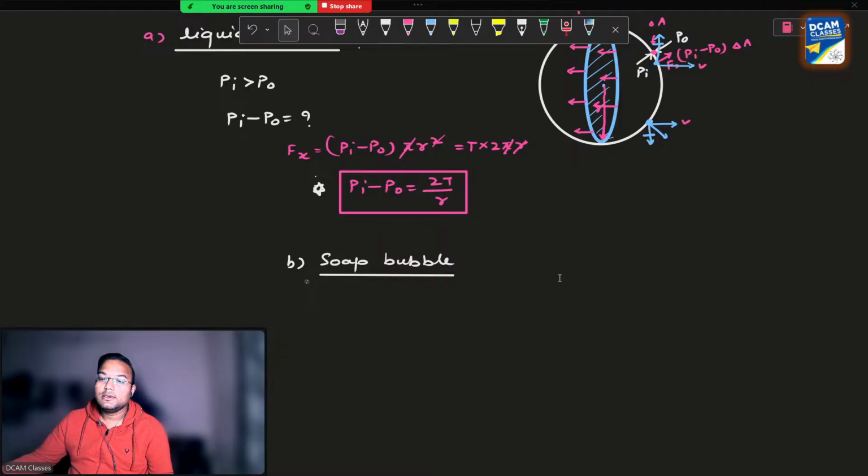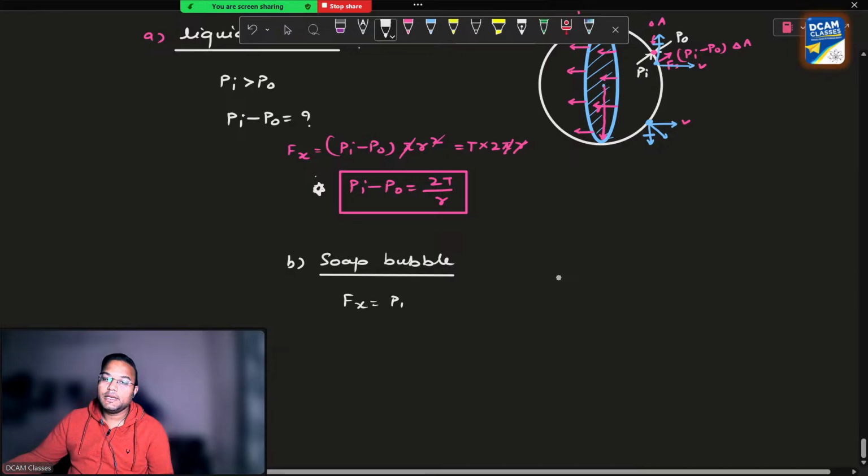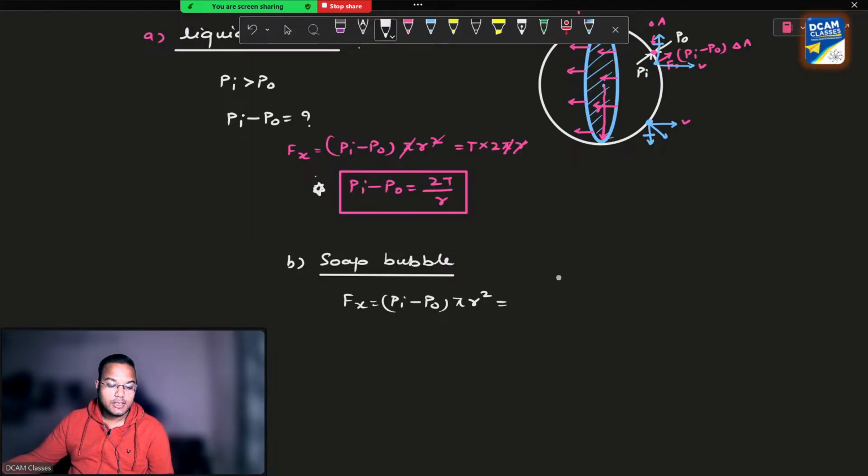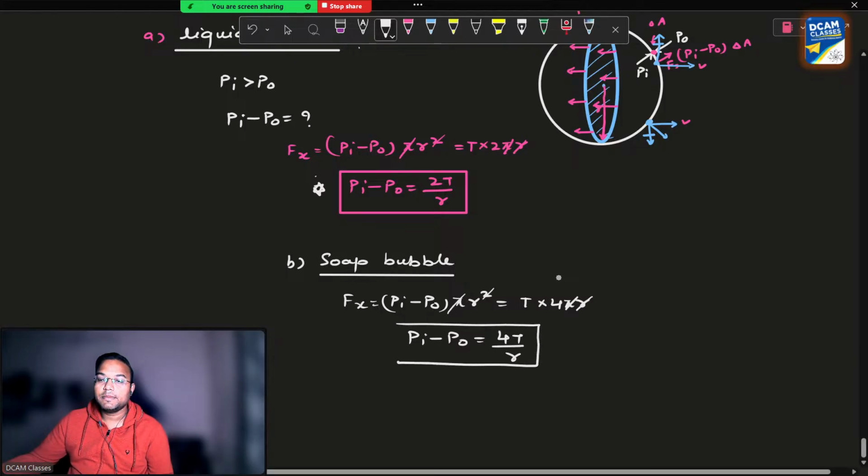Now coming to the soap bubble, the only difference is that it has two surfaces. So Pi minus P naught into pi r squared will be equal to the surface tension acting on two surfaces, so T into 4 pi r. The two circumferences count for surface tension because two surfaces are there. Pi will cancel, r will cancel. So we get Pi minus P naught equal to 4T by R. These two results you should remember because they will be useful for you.